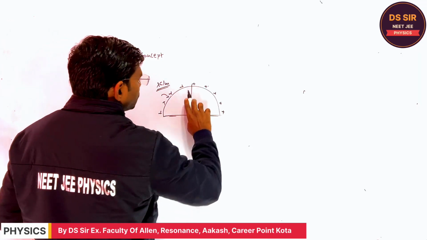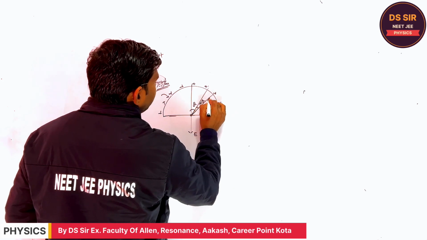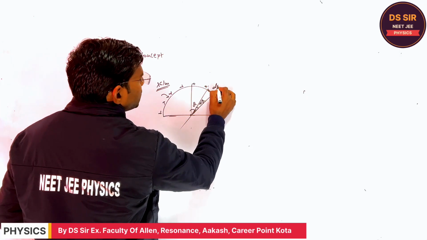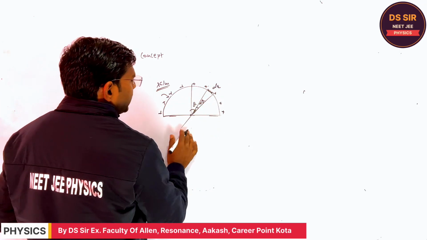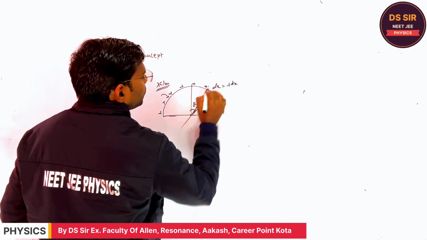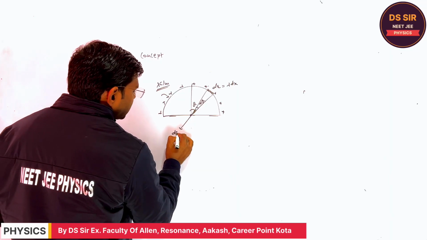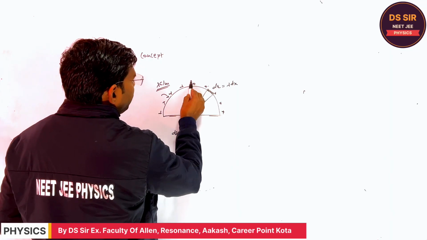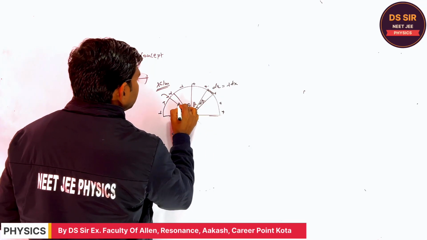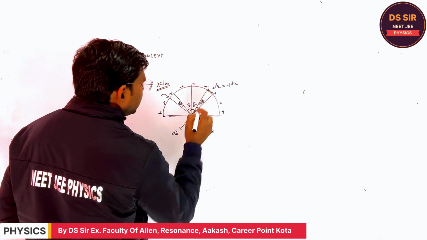Are you getting? So at distance theta, you assume the elemental portion is d theta, and because of this elemental portion, the charge is dq. If this distance is x, then dq is equal to lambda into dx. Because of this portion, the electric field is the elemental dE. In the same way, at distance theta, this is d theta, and the elemental electric field is dE.